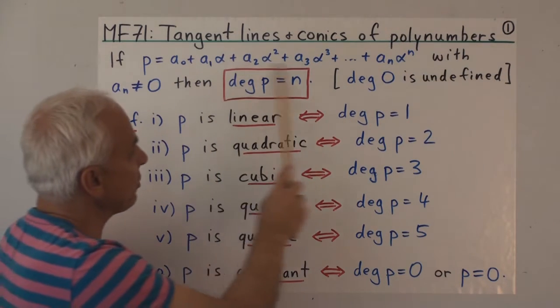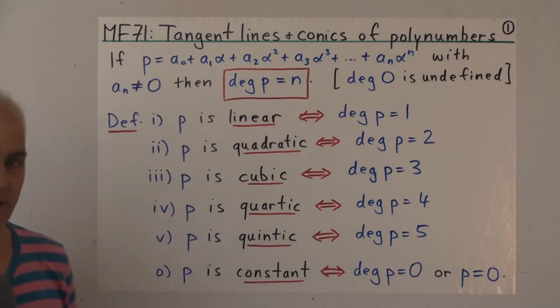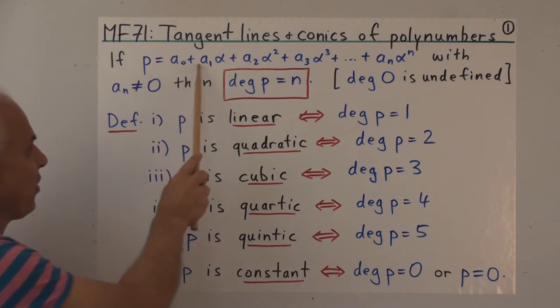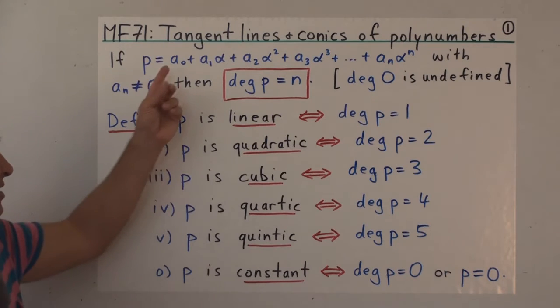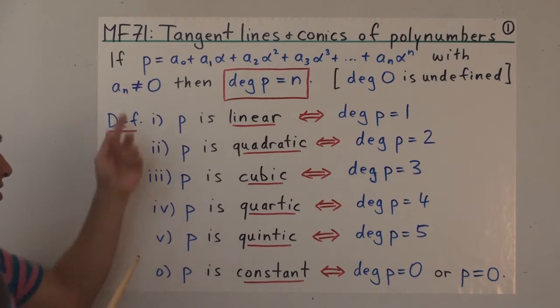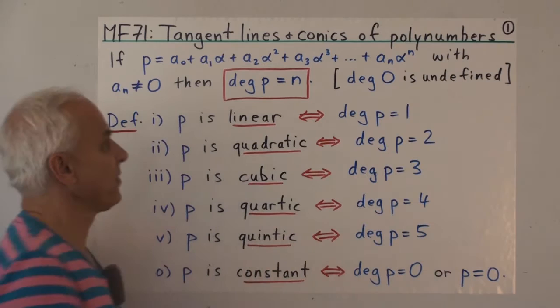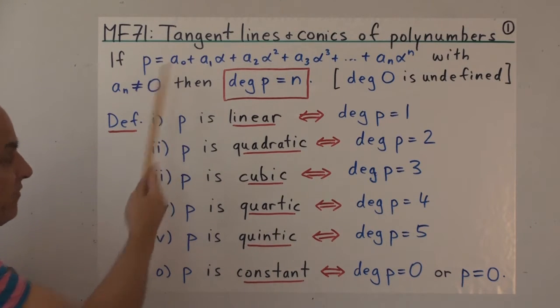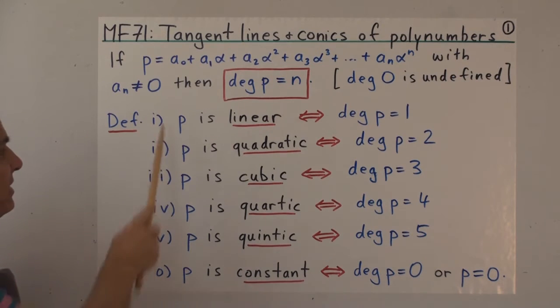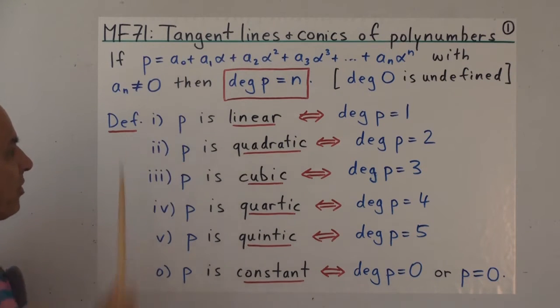There's one slightly ambiguous case when you have a polynumber which is the zero polynumber. In other words, there are no alpha terms, it's just 0 where a0 is. In that case, strictly speaking, that object there is not non-zero. So it's not clear what the degree should be. So we say that the degree of 0 is undefined. However, if you have a constant polynomial such as p equals 5, then its degree would be 0 because the first non-zero term occurs in order 0.